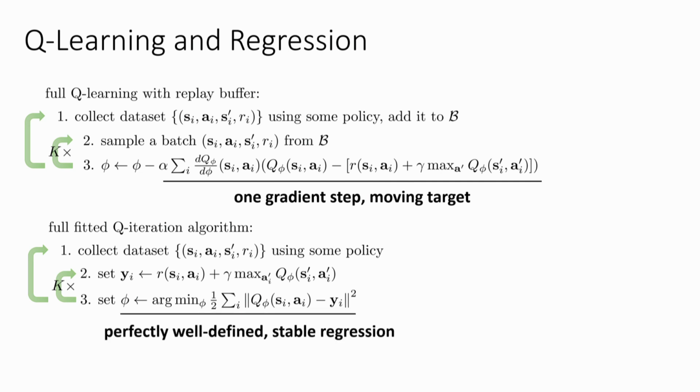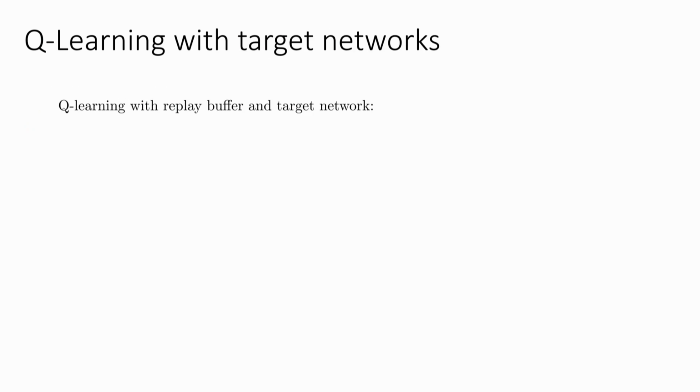So if we think about how that's a perfectly well-defined and stable regression problem, we can maybe take a lesson from that and see if we can import that lesson into the more online algorithm up top to get it to be a little bit more stable, to get it to suffer less from this moving target problem. So here's what we can do. We can introduce something called a target network. I'm going to just sketch out the algorithm, and then I'll explain how it relates to fitted Q iteration.